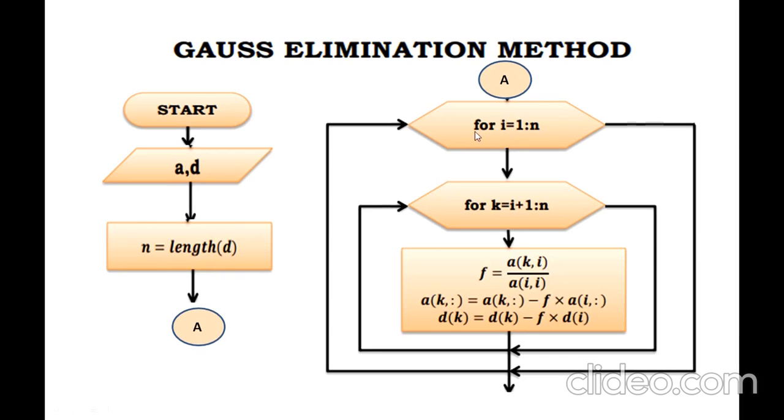In the next case, for I equal to 2 and K equal to 3, we get the changes in the third row. From the third row changes we can convert the A31 and A32 elements to 0. In this way we will get the upper triangular matrix.